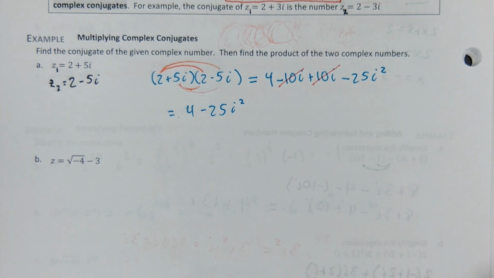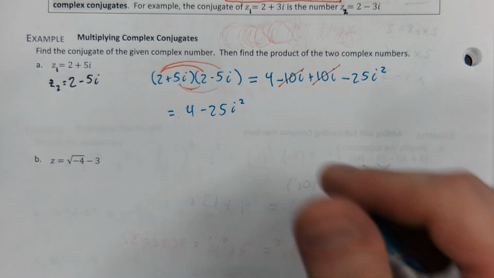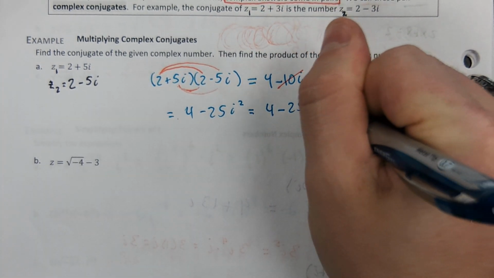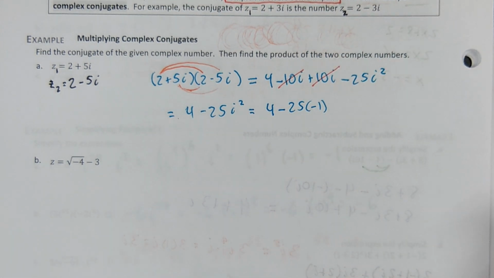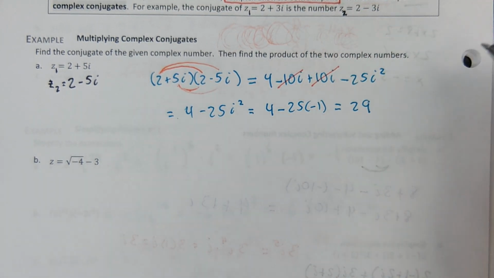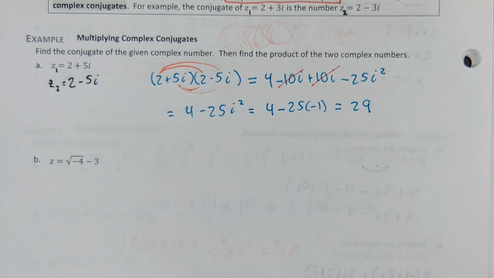But if you can recall to the previous lessons, what does i squared equal? Negative 1. So what we have here is 4 minus 25 times negative 1. That is 4 plus 25. Look at that. I multiplied two complex numbers, and the result was a real number. Isn't that neato mosquito?